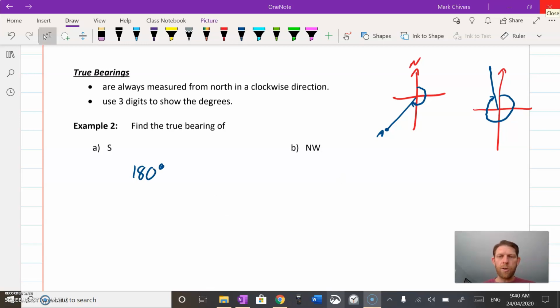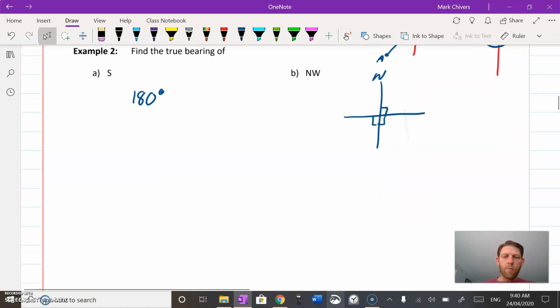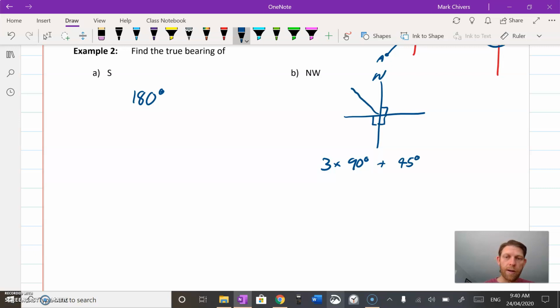For the next one, which is northwest, we know there's a 90-degree angle from north around to east, a 90-degree angle from east around to south, and another 90-degree angle from south around to west. So what we're actually going to have is 3 lots of 90 degrees plus 45 more degrees, half of 90, because we're trying to go out here to northwest. What we're measuring isn't this angle in here, we're measuring this angle there. So 3 lots of 90 is 270, 270 plus 45, you can use your calculator, but that's 315 degrees.